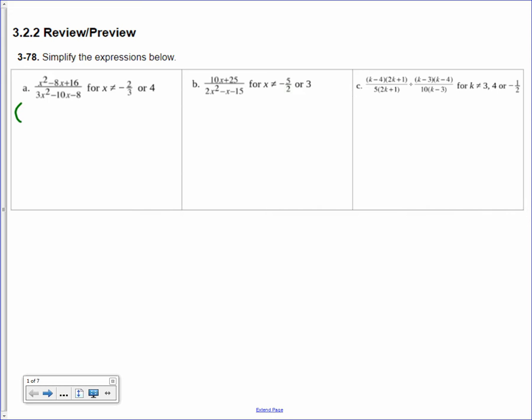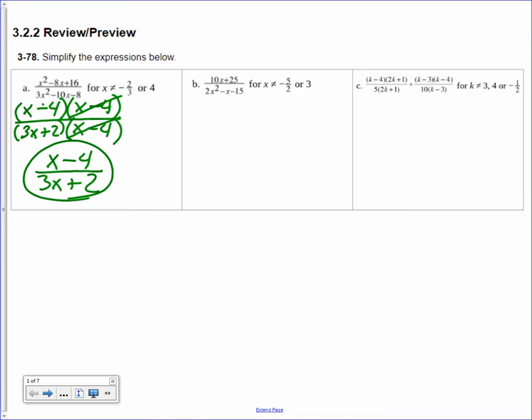the top into x minus 4 times x minus 4, and the bottom factored into 3x plus 2 and x minus 4. So then I knew I could cancel out the two x minus 4s. So my final answer was x minus 4 over 3x plus 2.